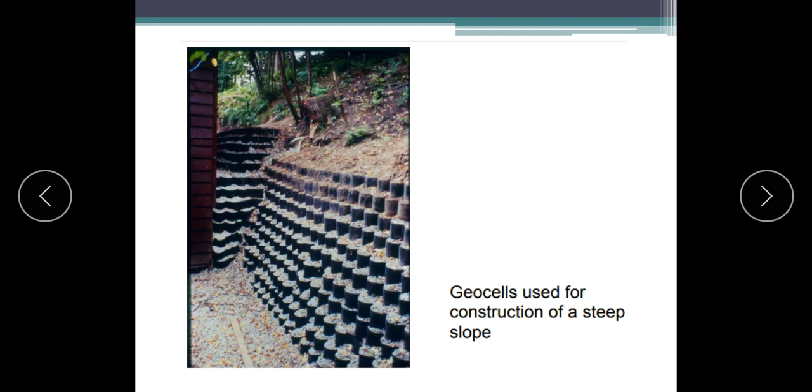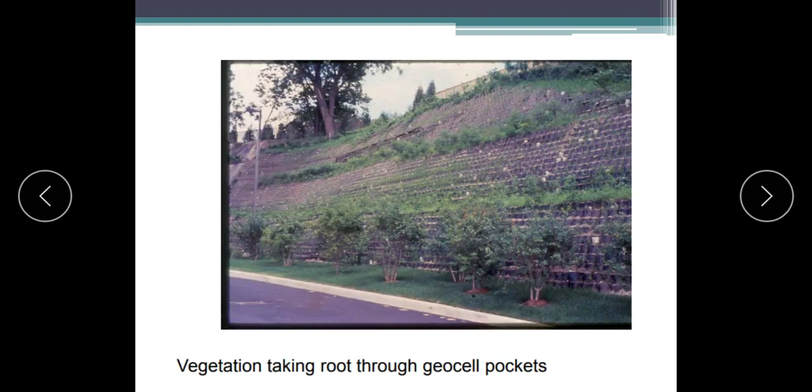Geocells are also used to construct a steep slope. You can observe that a steep slope has been stabilized by using geocells there. The roots come through the geocell pockets, so that it stabilizes more. You can see very beautifully that the very steep slope has been stabilized and is very strong in nature.